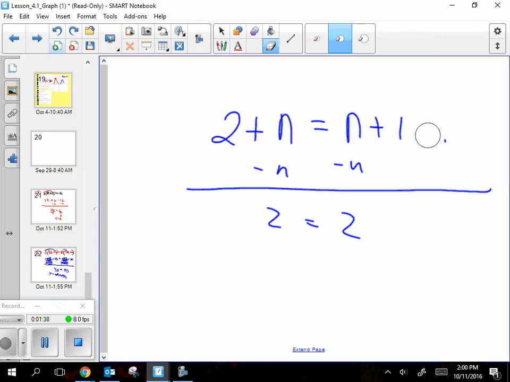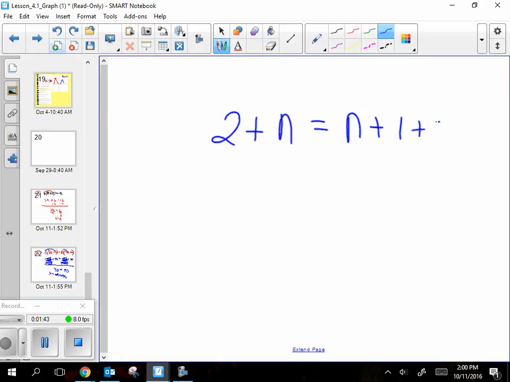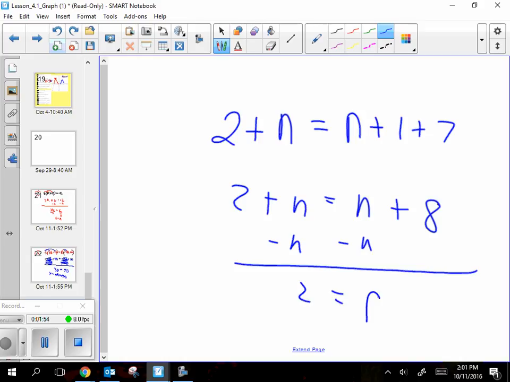But all I have to do is change this to like 1 plus 7. And now when is 2 plus n equal to n plus 8? You subtract n and you get a false statement. 2 equals 8 means the opposite of all real numbers, which would be what? No real numbers. Nothing works. 2 equals 8 is just a false statement, so nothing would have ever worked. You couldn't have ever found a number to put in that would have worked.